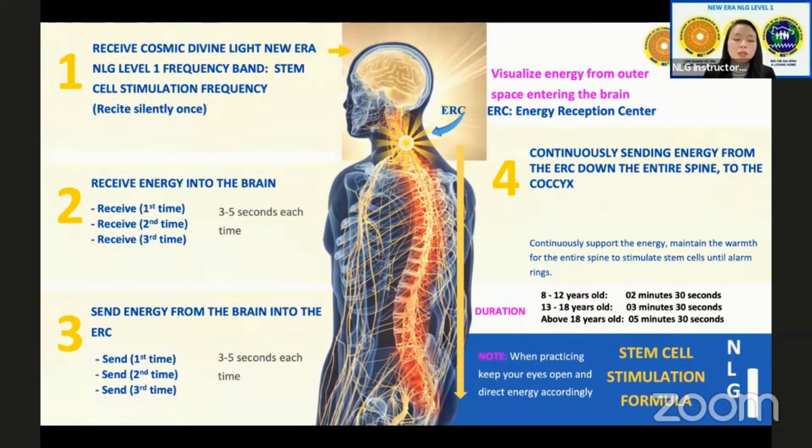Okay, so now let's move on to one of the official level 1 formulas that we'll be using after you finish today's class. It is the stem cell stimulation frequency. Look here at the formula: you will see that there are 4 steps to this formula, and by now, hopefully, you would already be familiar with the structure of energy formulas.